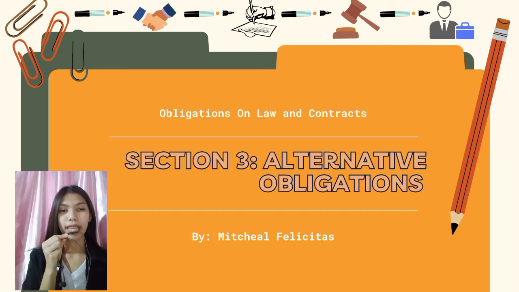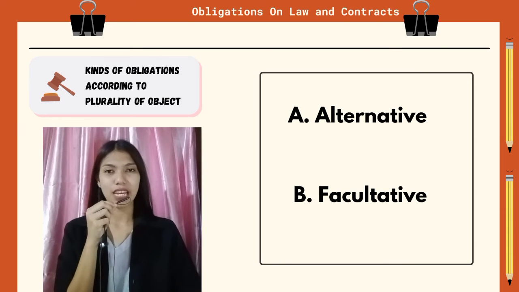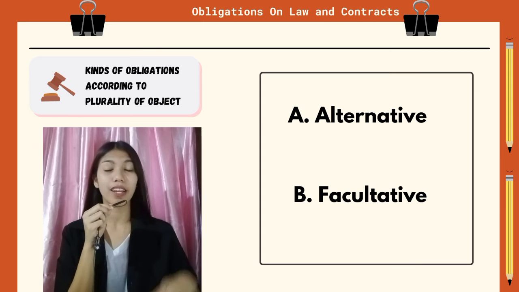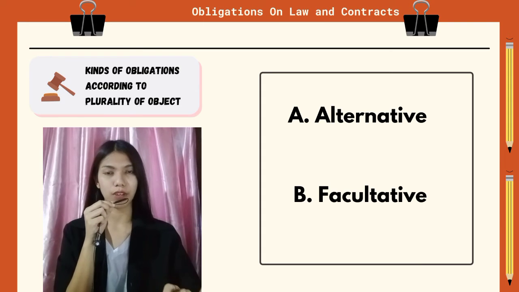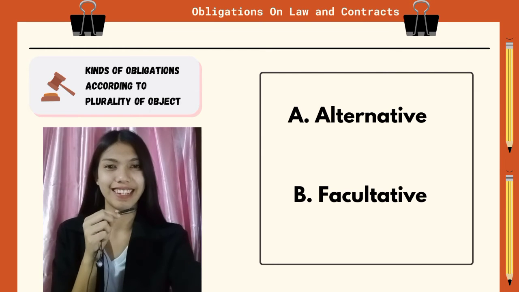And we will be talking about Section 3, Alternative Obligations. So, there are two kinds of obligation according to the plurality of object, and those are alternative and facultative obligation. And mao na siya ang main topic for today's discussion.